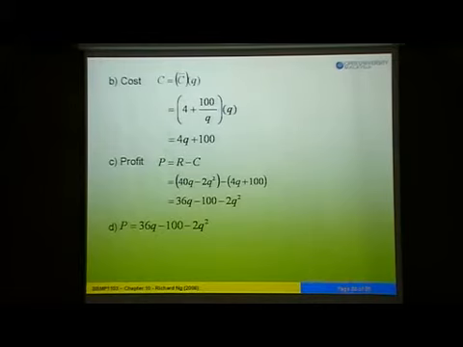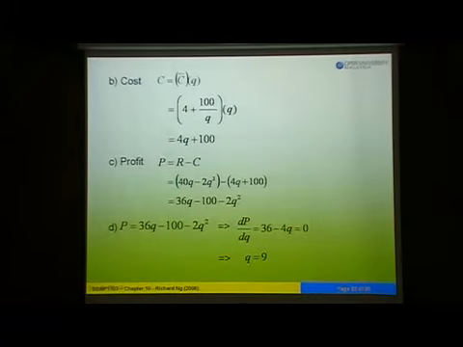So we start off with the profit function, which is 36Q minus 100 minus 2Q squared. So from here, first step is to find dP/dQ. So differentiate 36Q will give us 36. Differentiate negative 2Q squared, we will get negative 4Q. And then the answer equals 0. Therefore, we get Q equals 9.